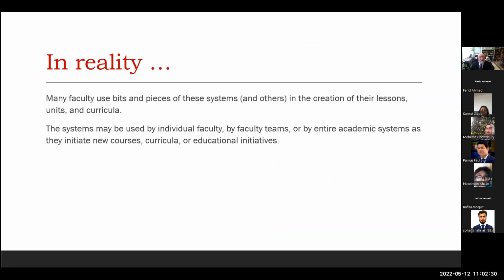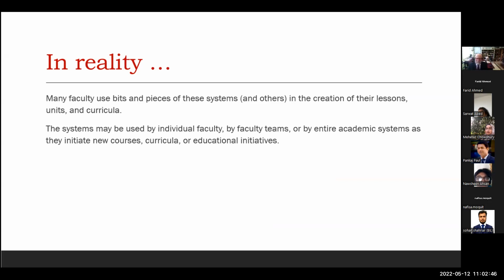So in reality, many faculty use bits and pieces of these systems and others. Rarely are we just pure, like, I'm just going to use the SAM model. I'm just going to use the ADDIE model.